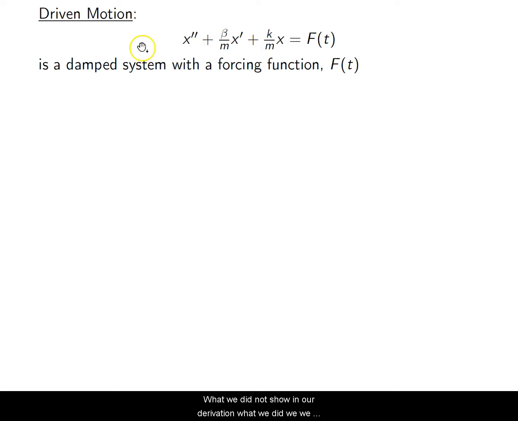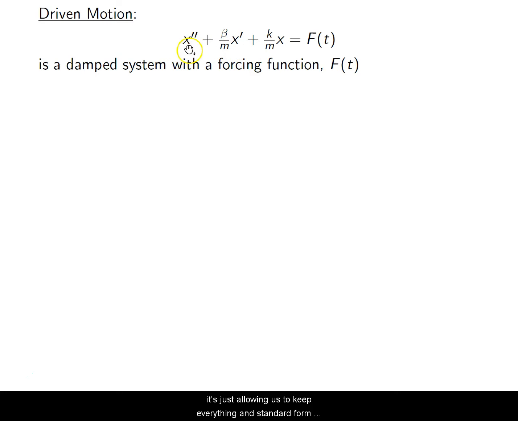What we did not show in our derivation, well, we kind of showed that m times x double prime is acceleration. But what I did not talk about was dividing everything by m. As you notice, everything here is pretty much divided by m, right? If I multiply everything by m, this is mass times acceleration. This is just the damping function. This is just the spring constant, right? So this f of t is basically our forcing function divided by the mass of the spring, okay?